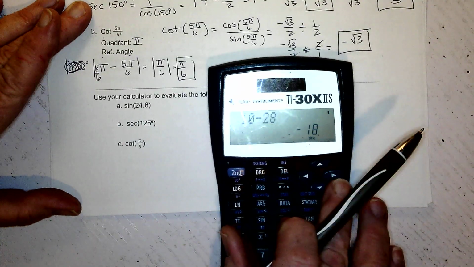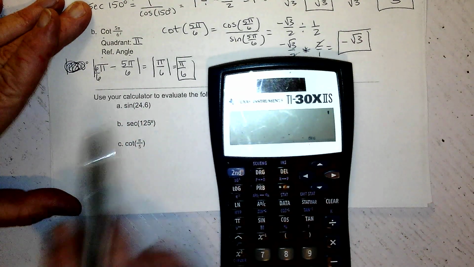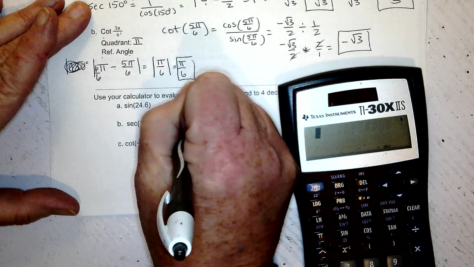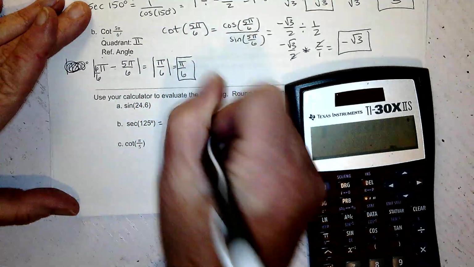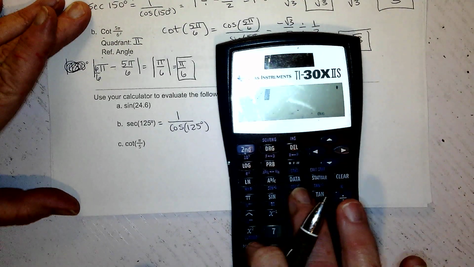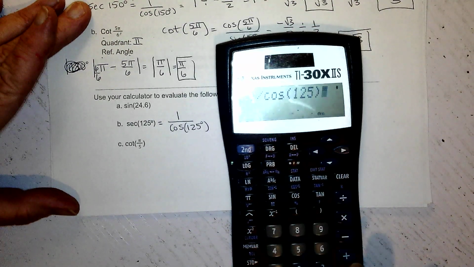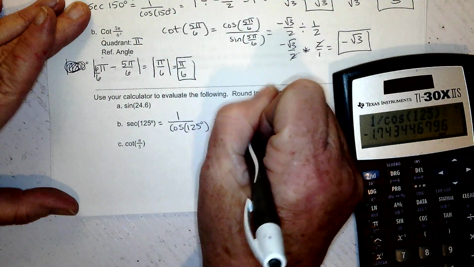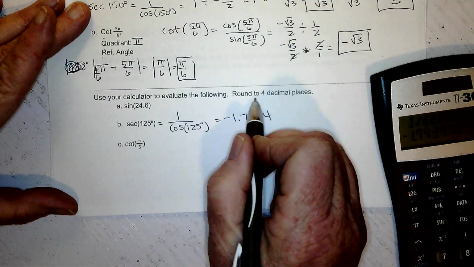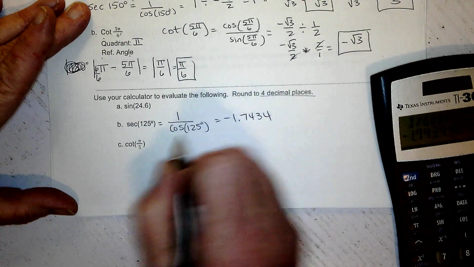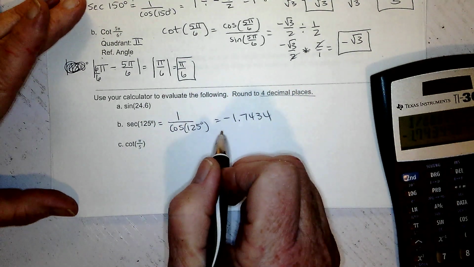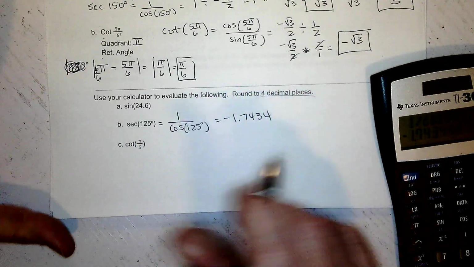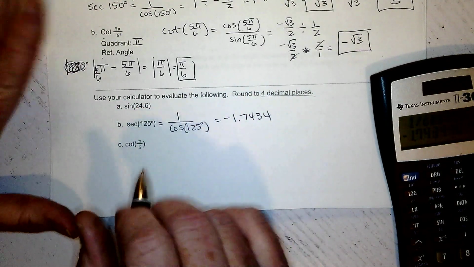My calculator's already in degrees, so I'm going to go ahead and do the secant of 125 degrees. Secant is the same thing as 1 over my cosine of 125 degrees. So 1 divided by the cosine of 125 is negative 1.7434. And that is what I'm looking for. 4 decimal places. I want you to just put it in your calculator. I don't want to see any square root of this, and there shouldn't be any of that on this paper. It's just using your calculator. You need to know how to do this.